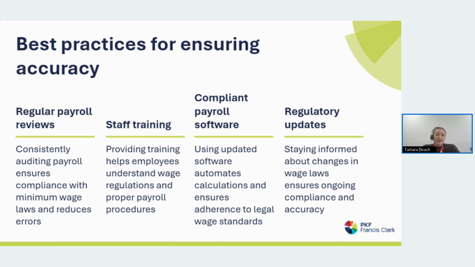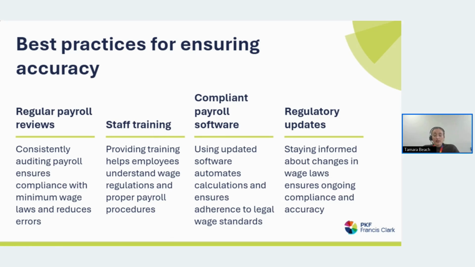So what are the best practices for ensuring accuracy? So regular payroll reviews. So conducting internal audits to verify that all workers are being paid correctly, reviewing payroll systems and employment contracts for potential compliance risks. So all of these should be done on a fairly regular basis. Staff training, so providing regular training to help employees understand the wage regulations, how to track the actual hours worked, and the proper payroll procedures. Encouraging staff to flag potential issues or discrepancies is a really key one, because if it's not seen and raised, then no action can be taken.